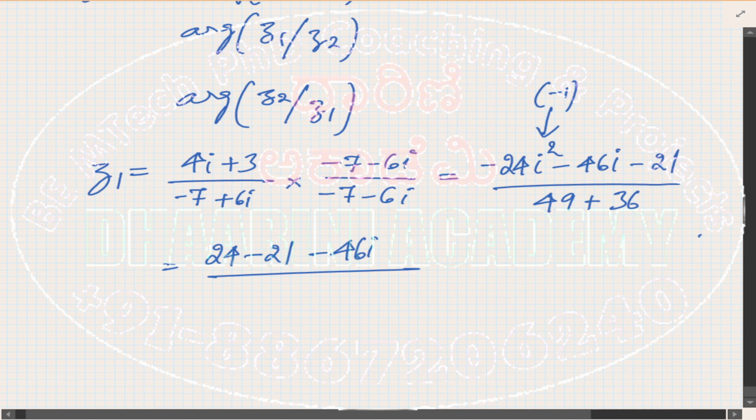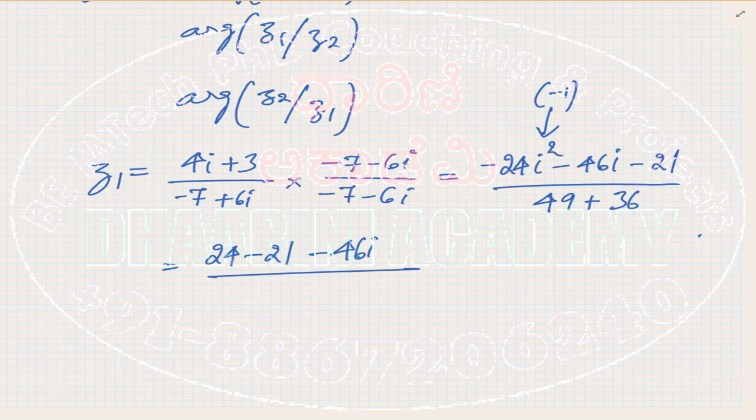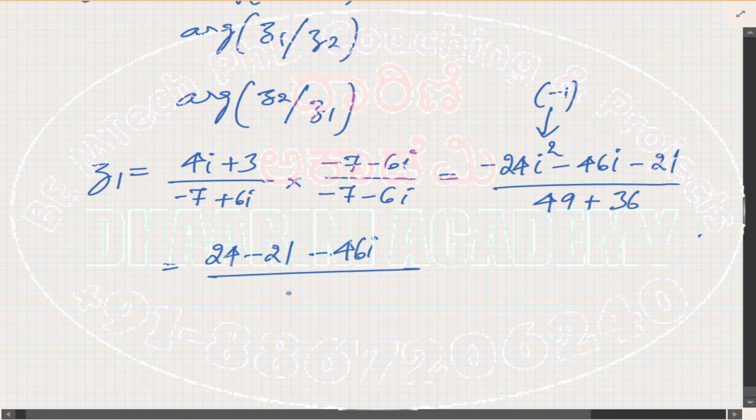Numerator whole divided by, the denominator is 49 plus 36, that is 85. No? Okay, this looks like 85. So the answer is 24 minus 21 is 3. 3 minus 46i divided by 85. Now this is the Z1.